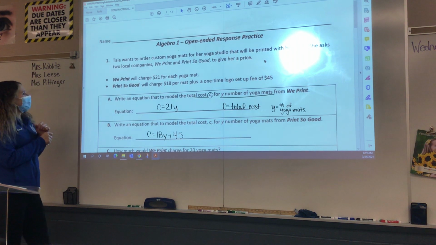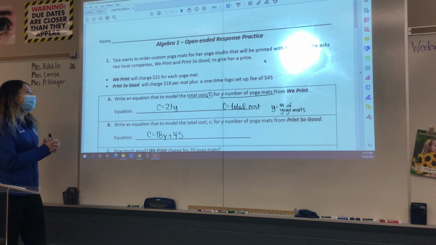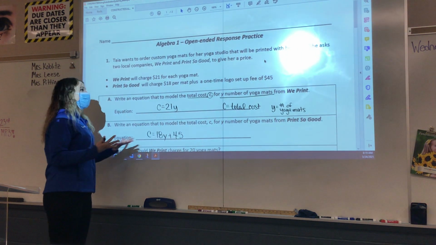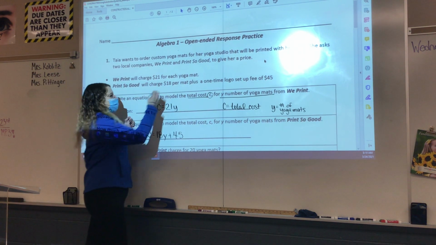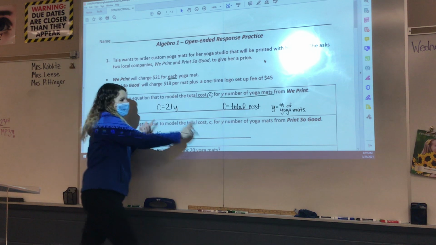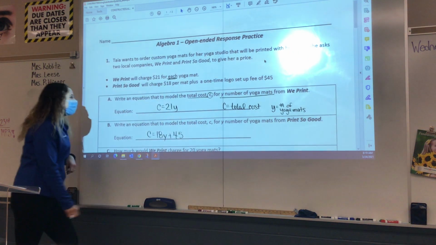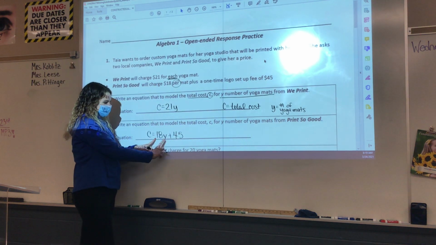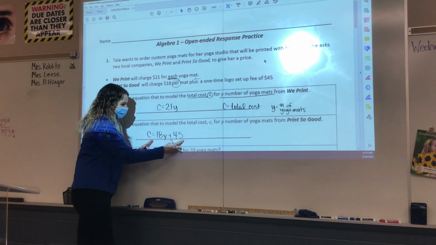Taya wants to order custom yoga mats for her yoga studio that will be printed with her logo. She asked two local companies, We Print and Print So Good, to give her a price or a quote. We Print charges $21 for each yoga mat, so the total cost is $21 times however many yoga mats she has. And they already told us that C is the total cost and Y is the number of yoga mats. Print So Good will charge $18 per mat, so there's that $18 times the number of mats, plus, which tells me to add, a one-time logo setup fee of $45.